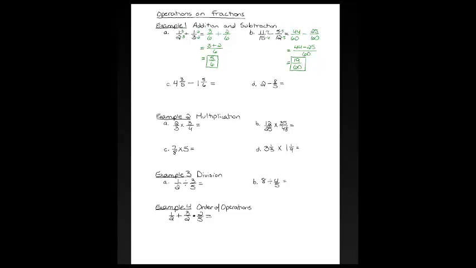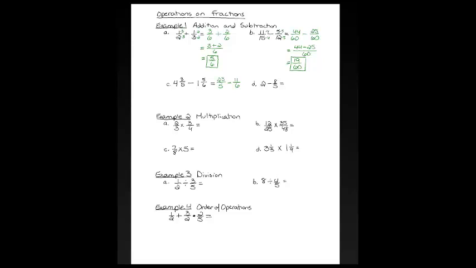Now we're going to do the same thing for part C and D here, but for part C we have mixed numbers. Now whenever we're working with mixed numbers, whether we are adding, subtracting, or later multiplying and dividing, our first step has to be to rewrite the mixed numbers as improper fractions. So we have 4 3/5. 5 times 4 is 20, plus 3 gives us 23 fifths, minus, do the same thing with 1 and 5/6. 6 times 1 is 6, plus 5 gives us 11/6.